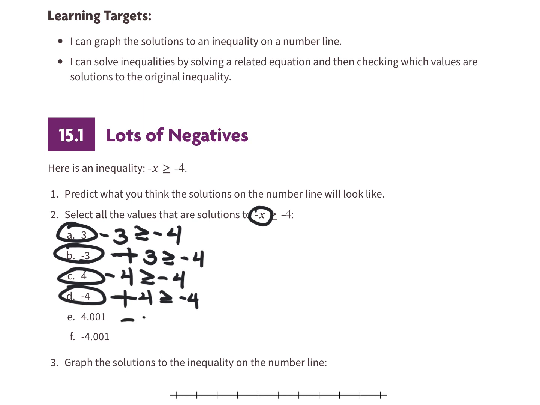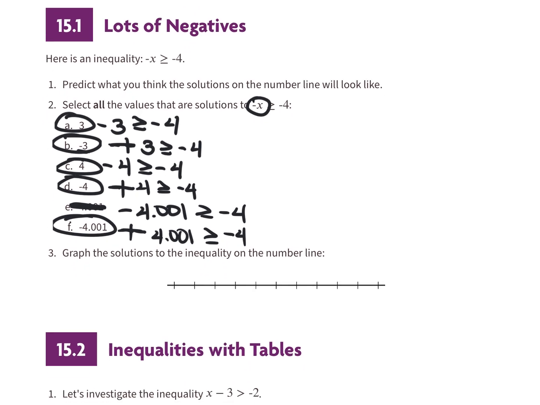Negative 4.001 is greater than or equal to negative 4. That is not true. It's a little bit smaller, so that one does not work. But a negative 4.001 is greater than or equal to negative 4. Well, this turns into a positive, so that one works as well. All right.